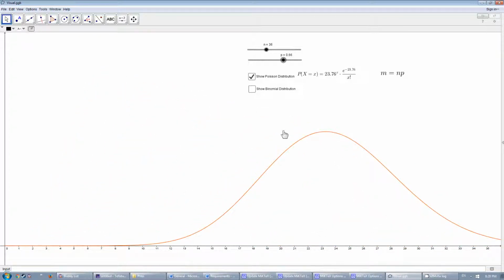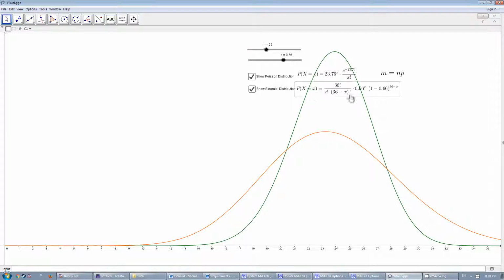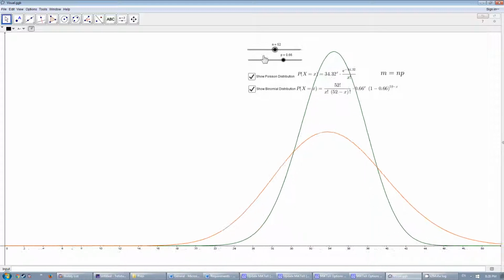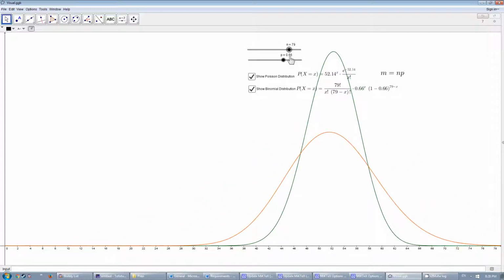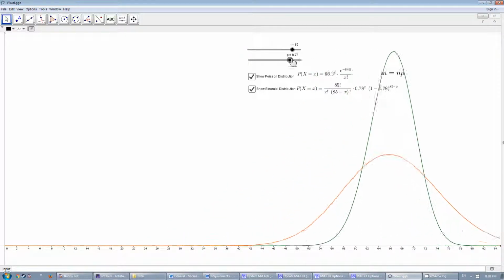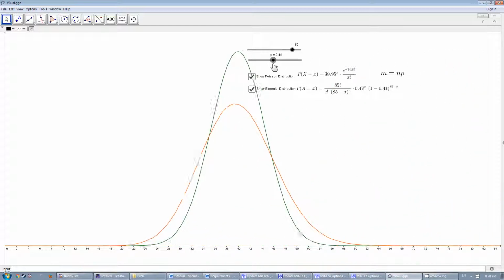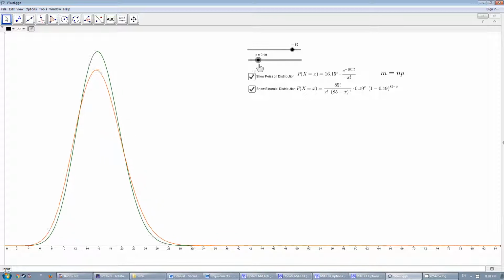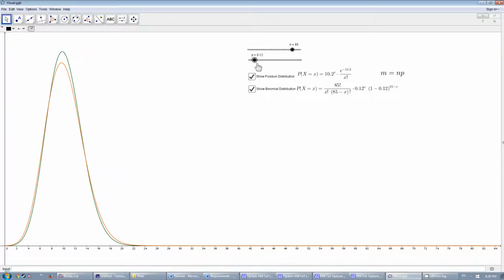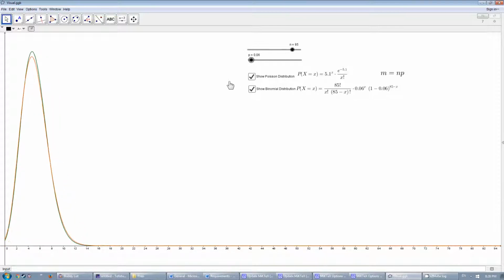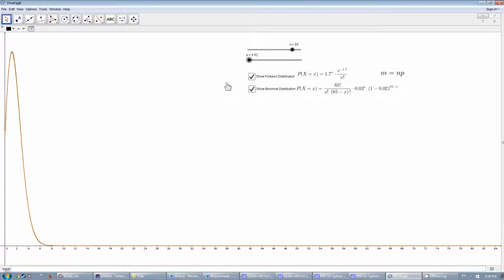So if we show both of these, as we can see here, it doesn't match very well. And if we increase n, decrease n, it doesn't change it too much. What about p? What if we change the probability of success? So it seems as p gets smaller and smaller, it seems to be closer and closer to the binomial distribution. And it seems as the p-value is about 1 or 2%, it's almost exactly the same.